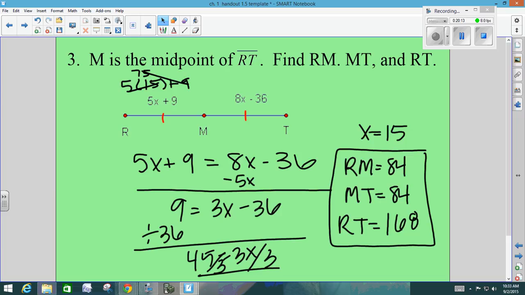All right. After you have that copied down, flip it over and answer number 3 on the top of the back side.